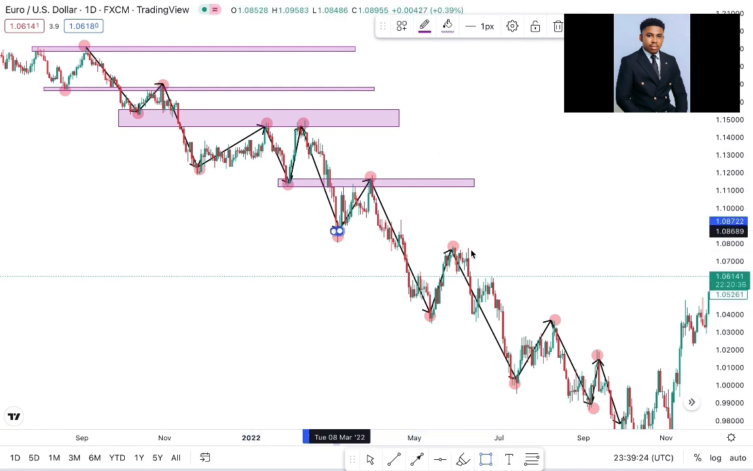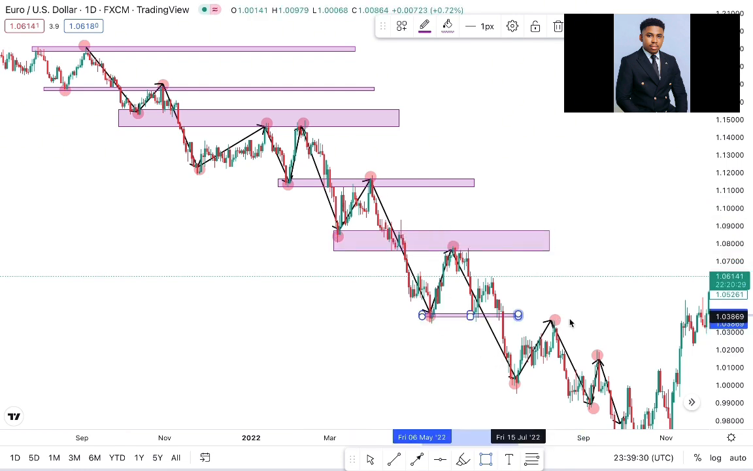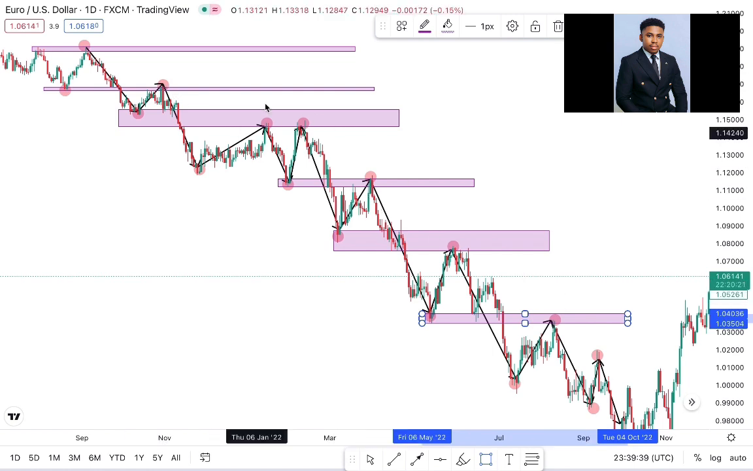Same thing happened here. As you can see, support was formed, price broke through the support, came back to it as resistance. Same thing here, support was formed. This is a very strong support because you can see two lows, and price came back to it as resistance. So all these points of resistance, those are the points where you want to be selling in the market.